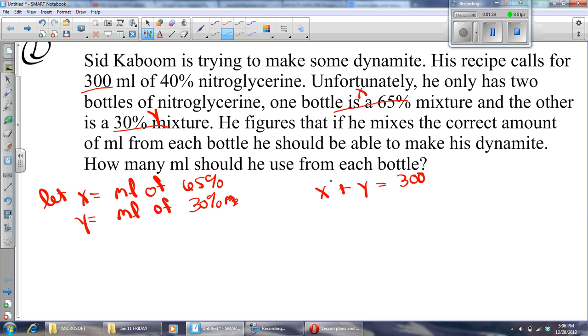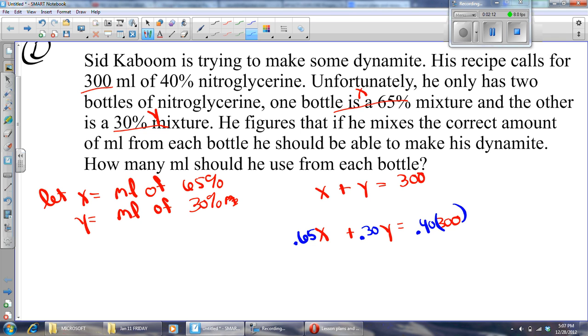Now my next equation is even simpler than that. Once I have this, I'm actually going to take the same equation, but I'm going to multiply by the decimal of the percentage. So for X, it's 65%, so I'm going to put 0.65. For Y, it's 30%, so I'll put 0.30. And then here, I need to remember that I need 40%. So I'm going to do 0.40.